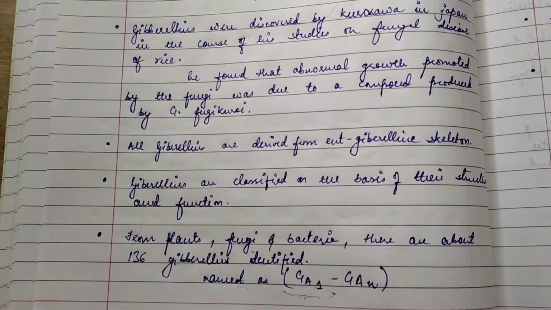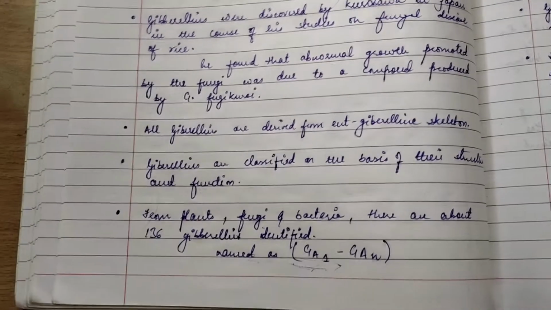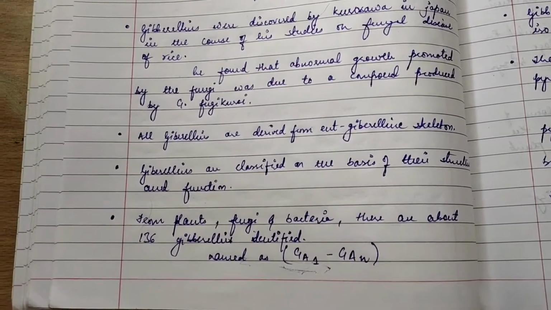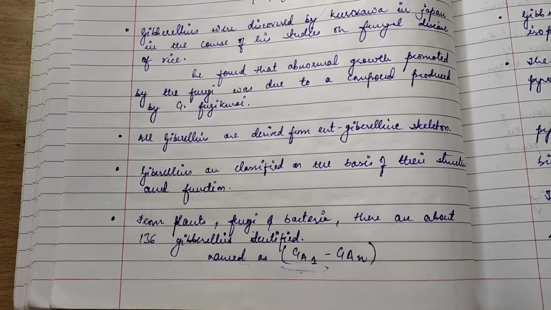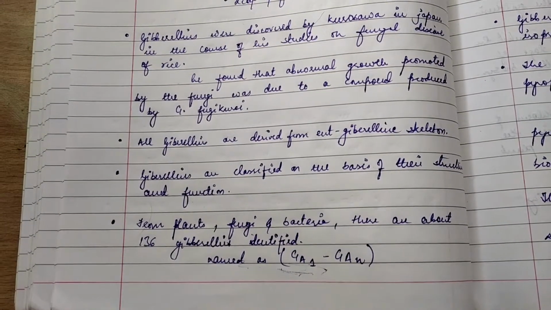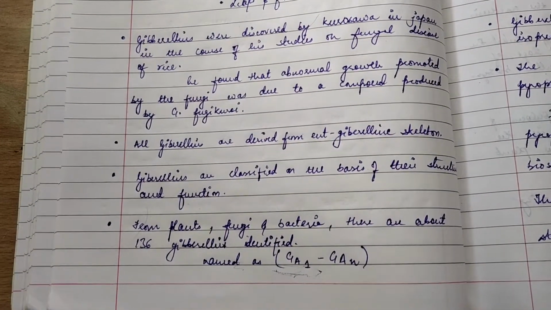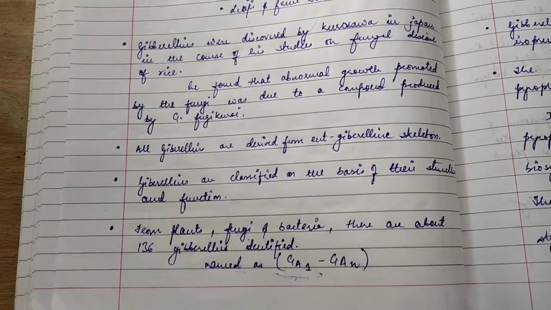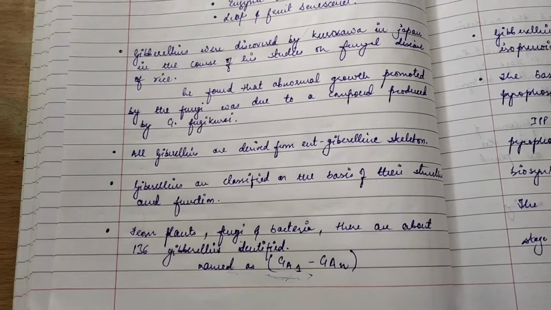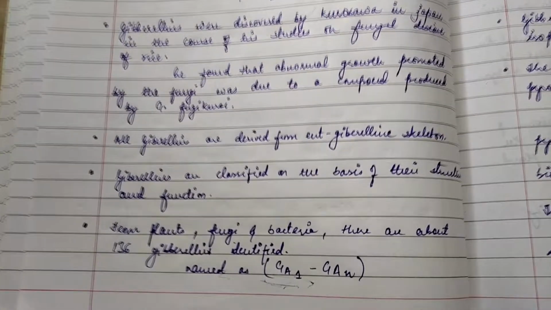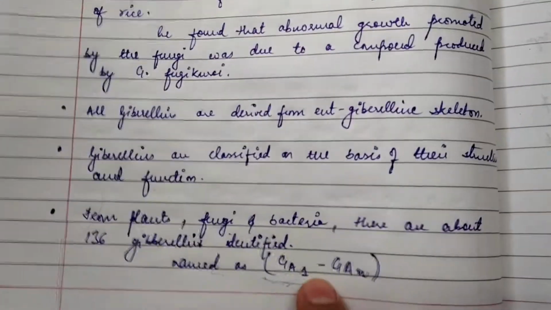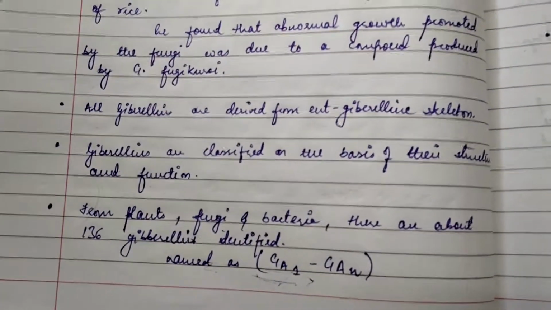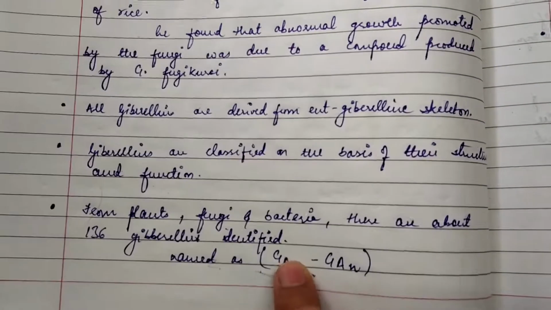So gibberellins are classified on the basis of their structure and function. From plants, fungi and bacteria, a total of about 136 gibberellins have been identified, and they are named GA1 and so on till GA n. Meaning n can go as far as needed; there are 136 varieties, so GA136 comes in place of n. 1, 2, 3, 4, 5, we just have to name GA1 and so on.